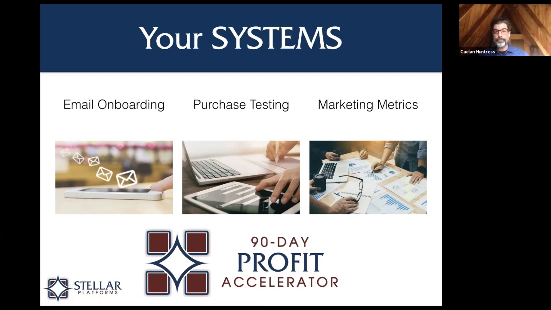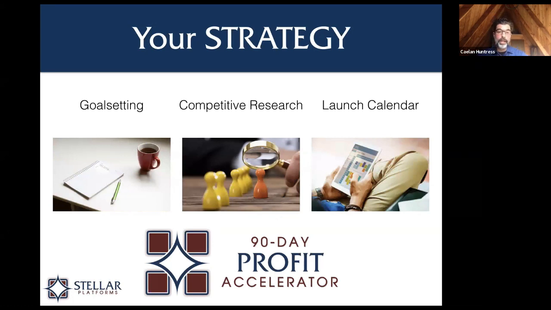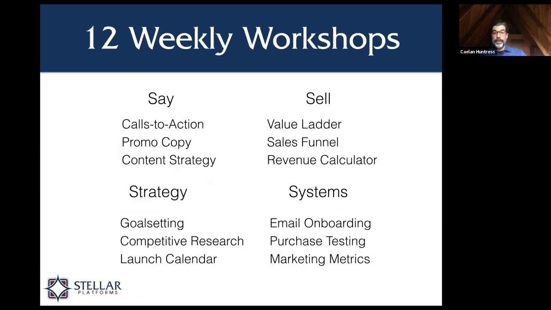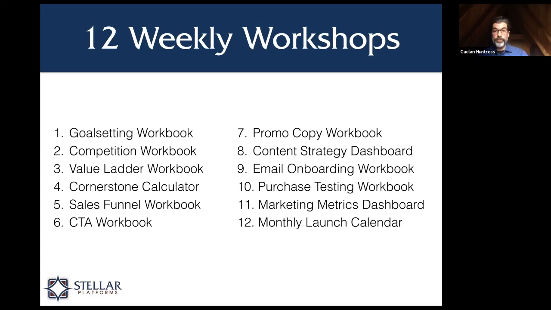We also spend 3 weeks on your strategy. We set goals for the program and for 2020. We research your competition to find out what's working and what's not. And we identify how they are talking to their audience so that you can get some ideas on how to talk to your own. And then we make a launch calendar so that everything you want to make in 2020 has a project plan. And these 12 weeks are going to upgrade your platform so that you can double your revenue in 2020. That's my plan, to help entrepreneurs who want to double their revenue to upgrade their platform to do it. And we do it with these 12 workbooks.